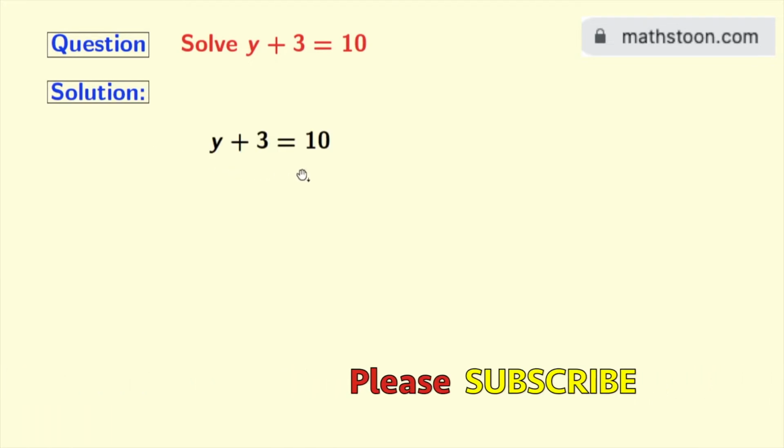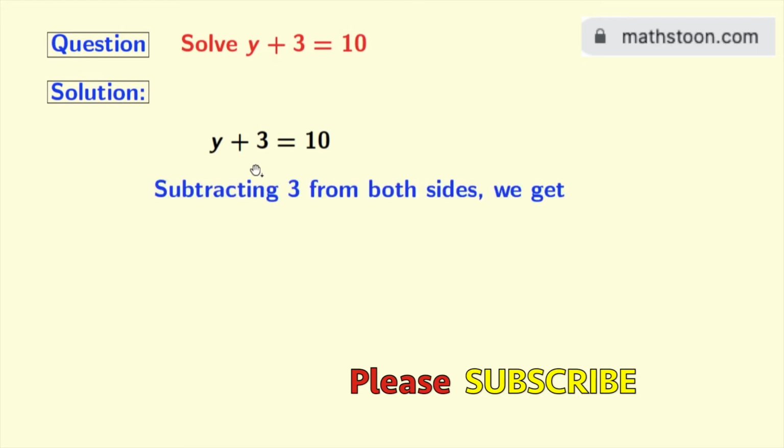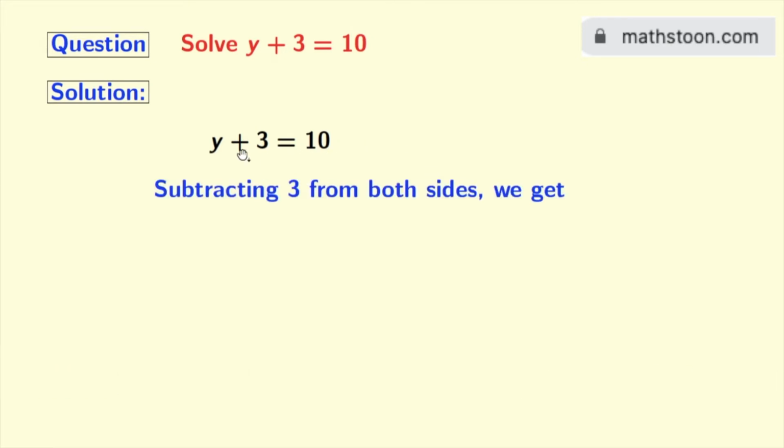Our given equation is y plus 3 is equal to 10. To solve this equation, we have to find the value of y. To do so, we will subtract 3 from both sides. Doing that, we get y plus 3 minus 3 is equal to 10 minus 3.